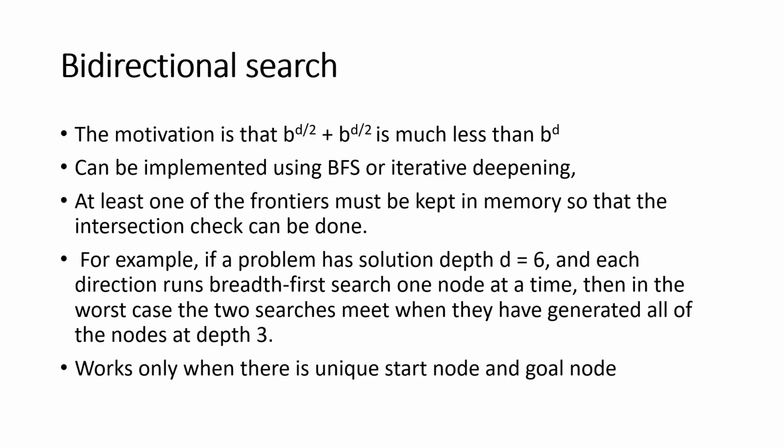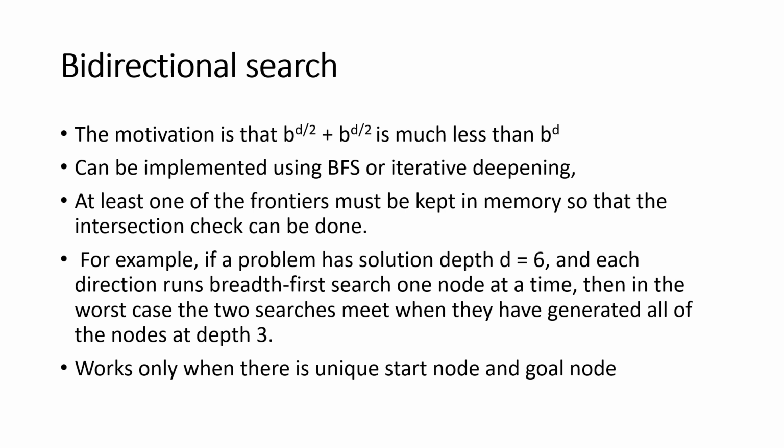Then we will see why this bidirectional search is actually efficient. Instead of searching the entire depth, that is from one side to another, each search explores only up to depth d by 2. And the total nodes explored are significantly fewer.